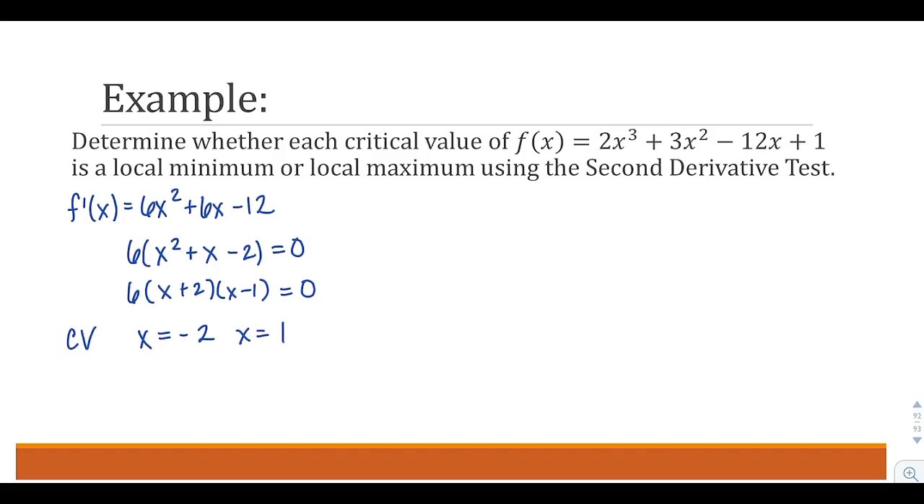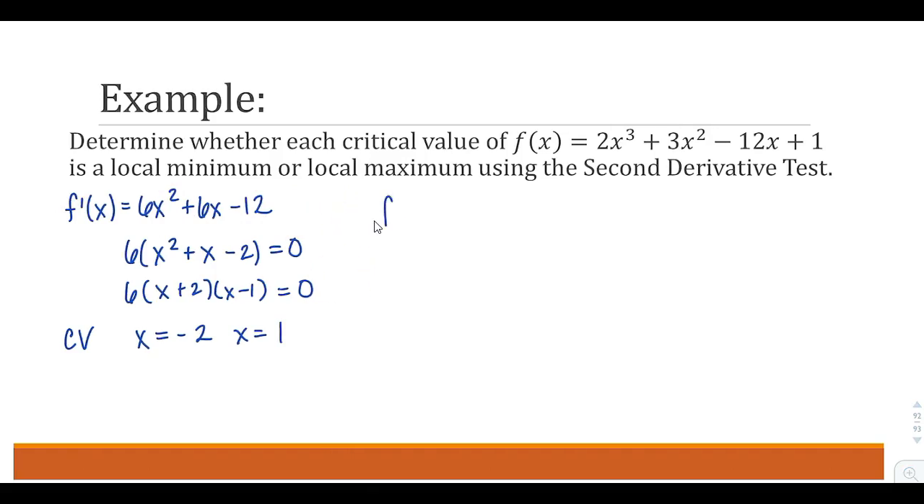So these are critical values, still obtained by setting the first derivative equal to 0. So we don't want to get confused and accidentally set the second derivative equal to 0. Those are possible inflection points, and we're not doing anything at all with those. So now the second derivative, f double prime of x, is 12x plus 6. And we directly substitute the critical values separately into the second derivative.